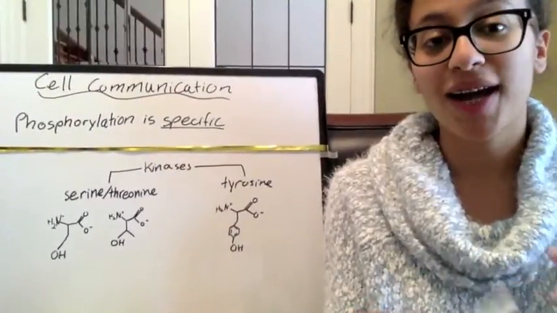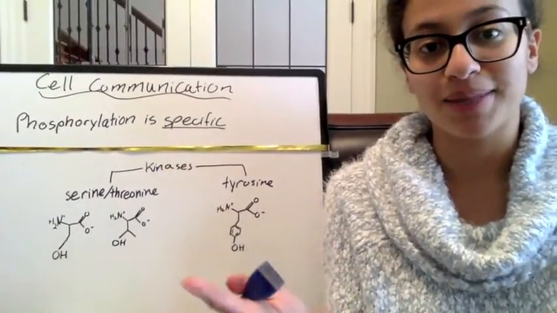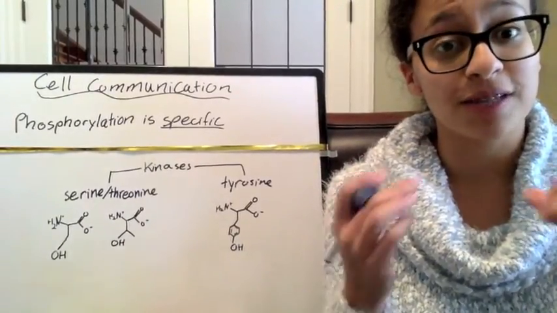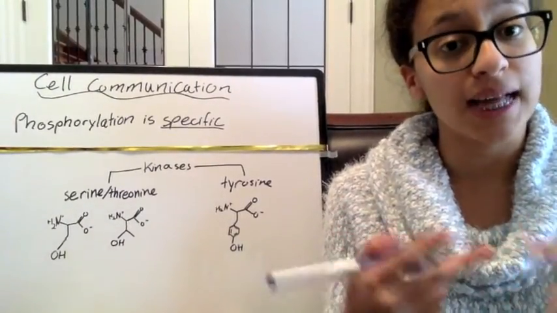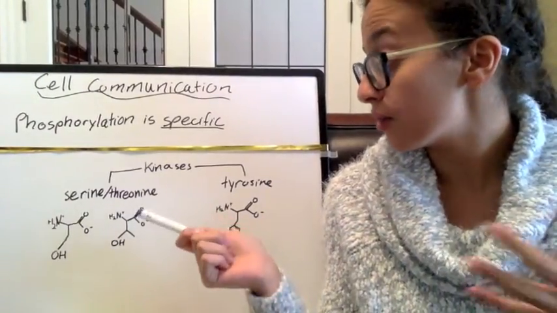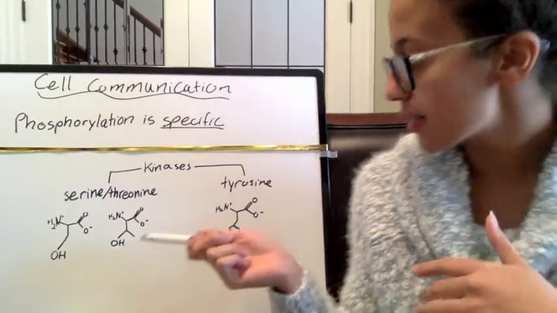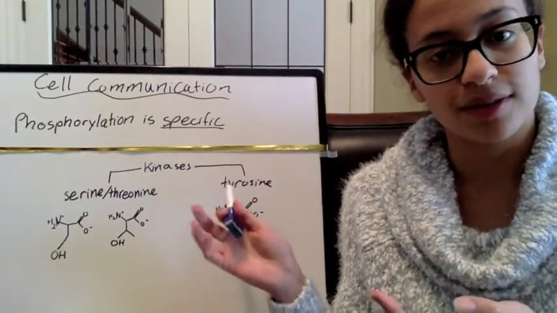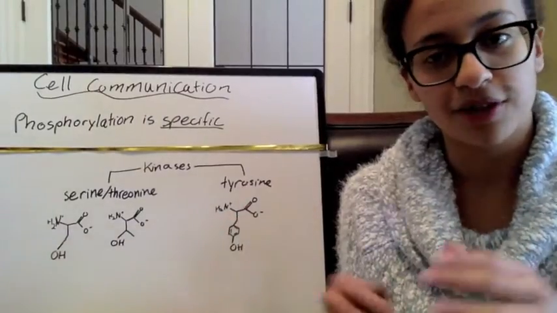Okay, so kinases aren't just random. They don't add a phosphate anywhere they feel like it. Phosphorylation is very specific. So there are two main classes of kinases. There's either serine or threonine kinases or tyrosine kinases. Each one of those obviously works on the amino acid they're named after.